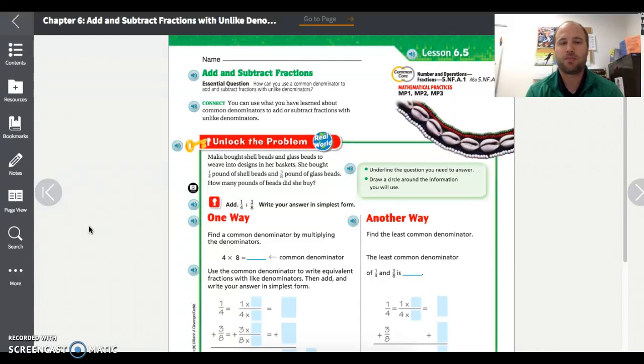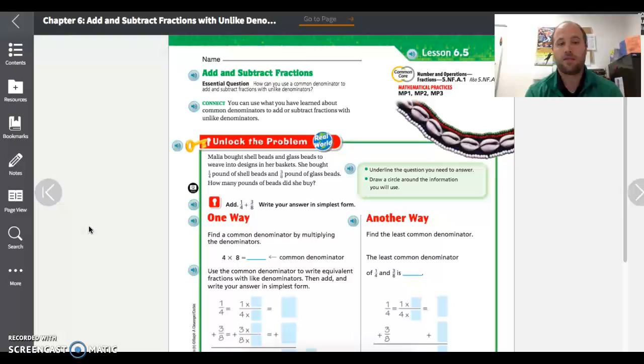It is lesson 6.5, adding and subtracting fractions. So we have already done this. Everything we've done here is something that you should be familiar with. It is adding and subtracting fractions with unlike denominators. They're going to mix and match, so they're going to try to catch you off guard. Make sure you watch those signs.